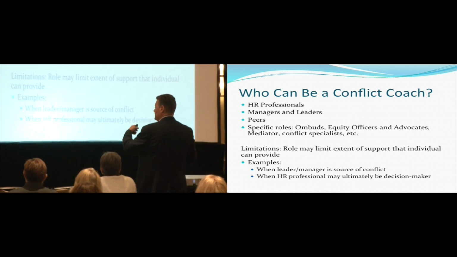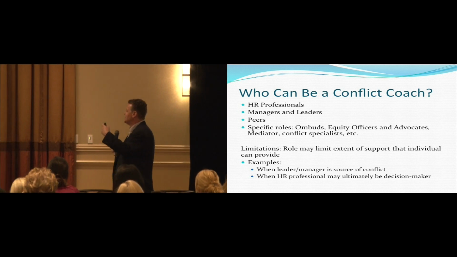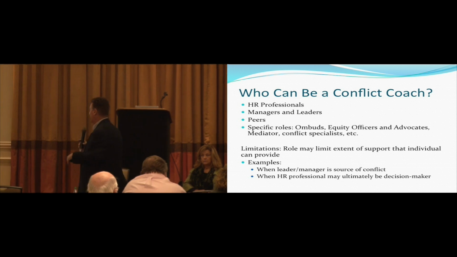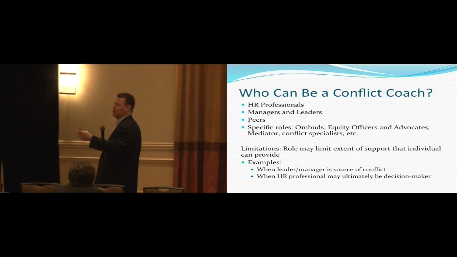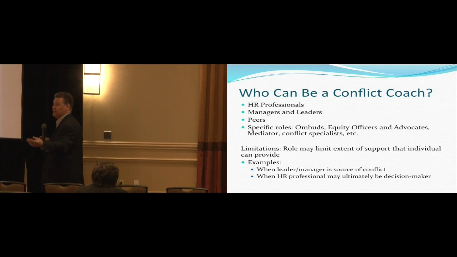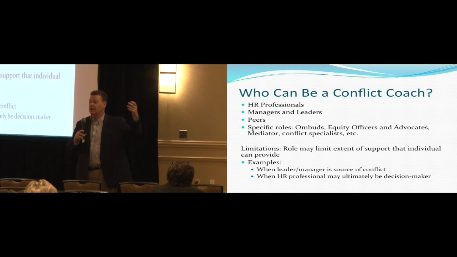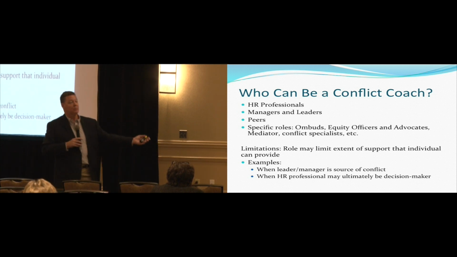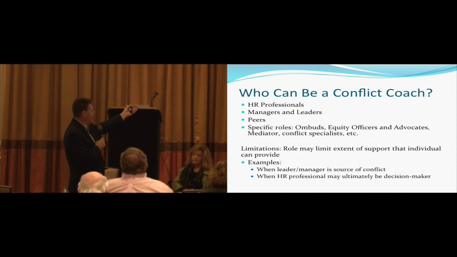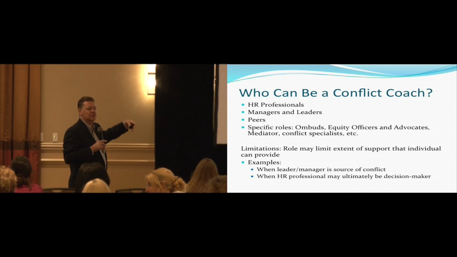Now, some organizations are large enough to have specific roles. Ombudsman's an old term that probably was from my campus days, but you have equity officers for the city or the county. You have advocates, especially, I'll give you my example in K-12, for special needs kids, right? Every kid on an IEP, which is an individual education plan, has an advocate for that person, and that's okay. Mediators, those folks can be conflict coaches. They can add this to their repertoire.